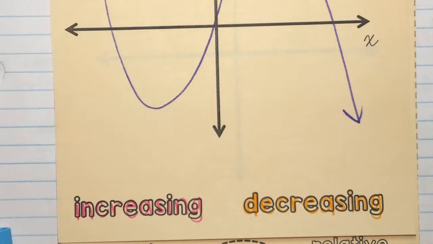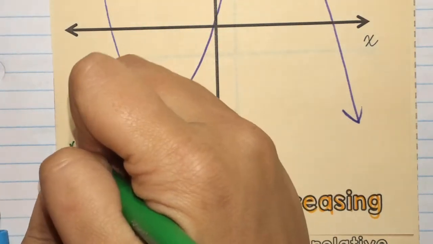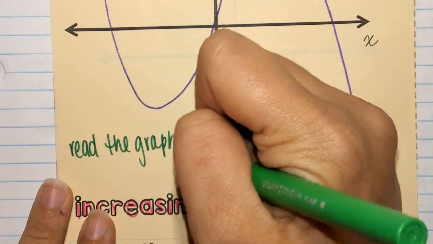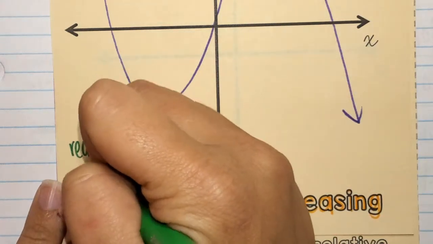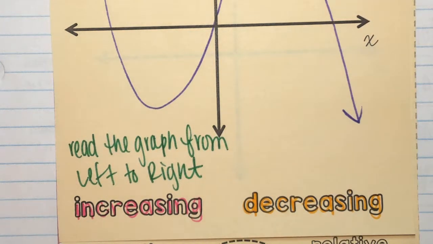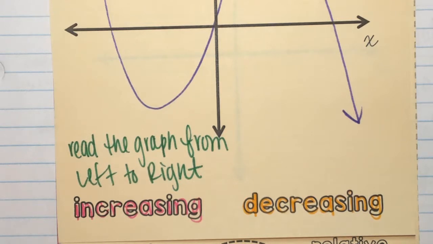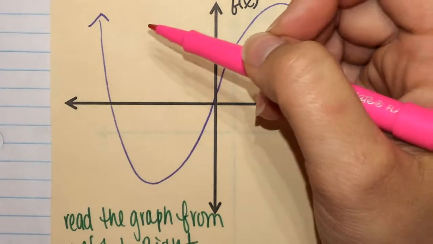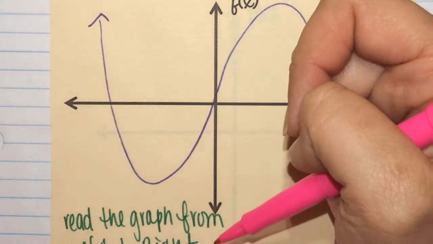Alright, so you read this from left to right. When you're looking at the graph and you're trying to figure out which one is increasing and which one is decreasing, you read the graph from left to right. So let's write that down. Read the graph from left to right. Every time. No, you read the graph from left to right.